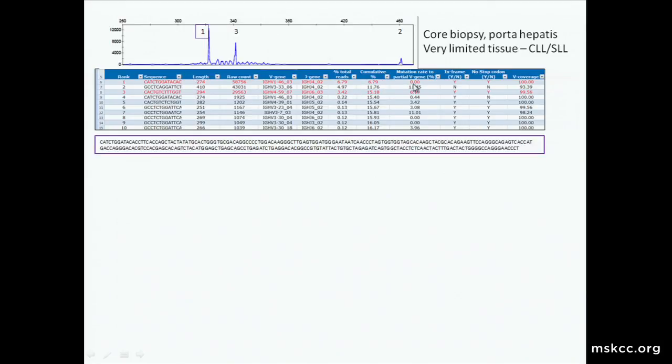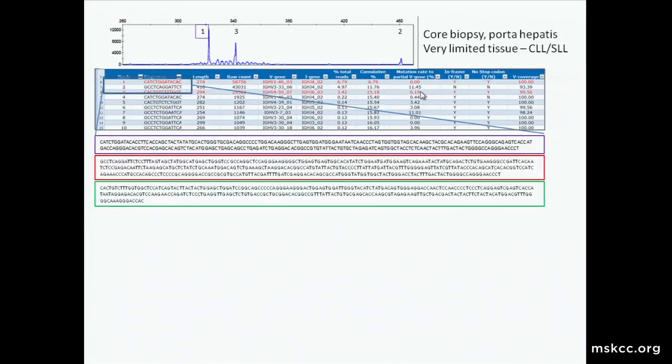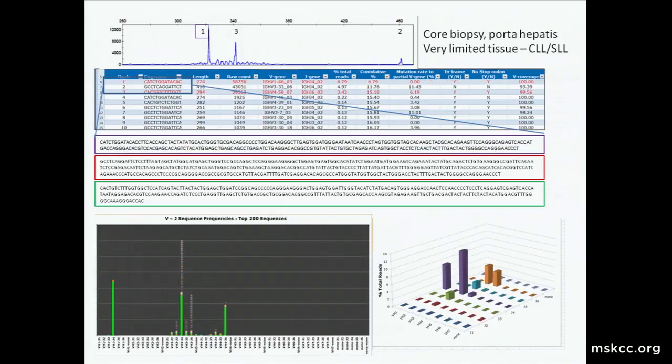What is the proportion? What is the mutation? This is the mutation rate, so that you know which clone is somatically hypermutated, and you can track it individually later on. It gives you, again, the full sequence, and it also can plot the sequence so that you know what the usage in general of that malignancy is.